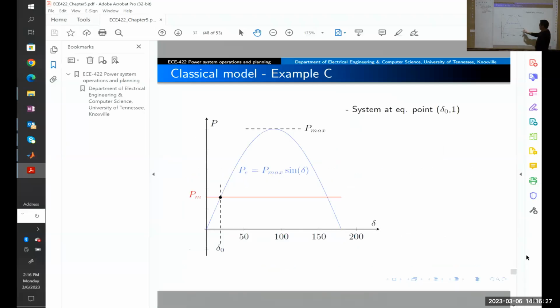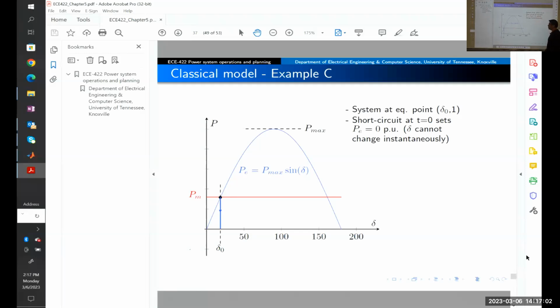So this is the situation. You have the electrical power here in blue, you have the mechanical power in red. The intersection of those two characteristics will give you the equilibrium point. Here is a subtle note, but we're assuming that the system is operating at the stable focus. That's the angle for the equilibrium point, and the speed is 1 per unit. So the system is operating at the equilibrium point, but now we have a short circuit at time 0.